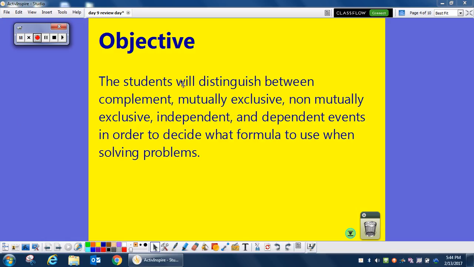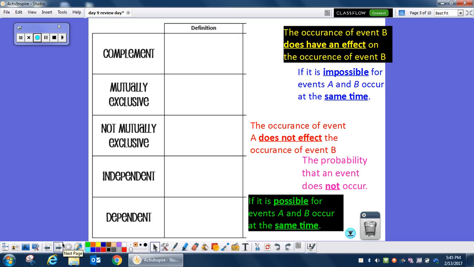You can write as much down or as little as you want. Today you're learning to distinguish between the complement, mutually exclusive, non-mutually exclusive events, independent and dependent events in order to decide what formula to use. This unit has a lot of different formulas and you have to make sure you're aware of what is what. So I'll put the definitions down. You can write as much as you want, but I would at least get the key words.